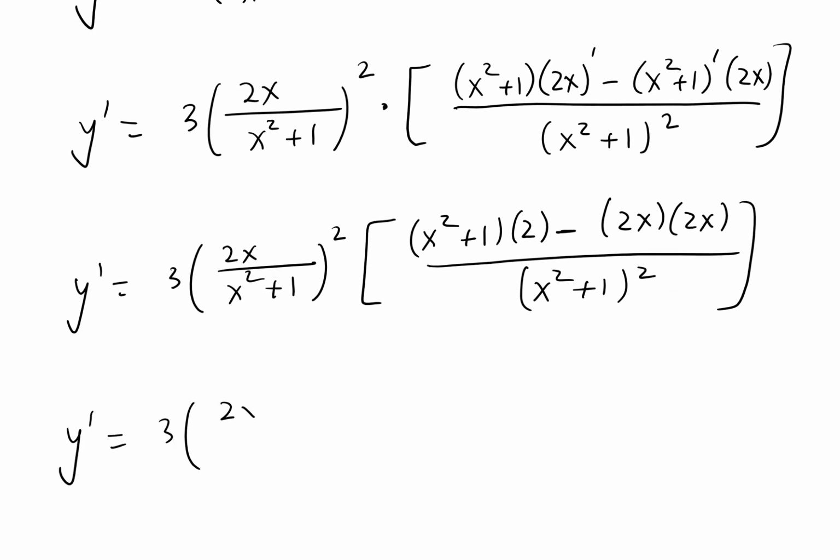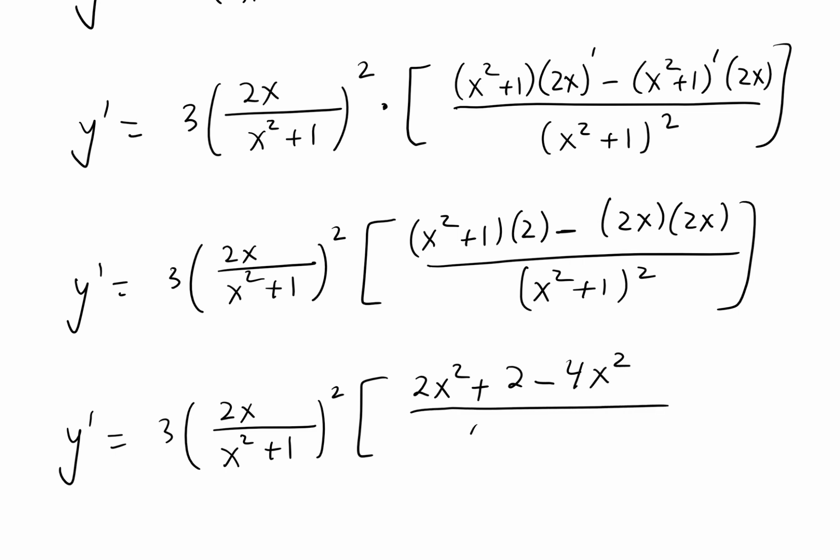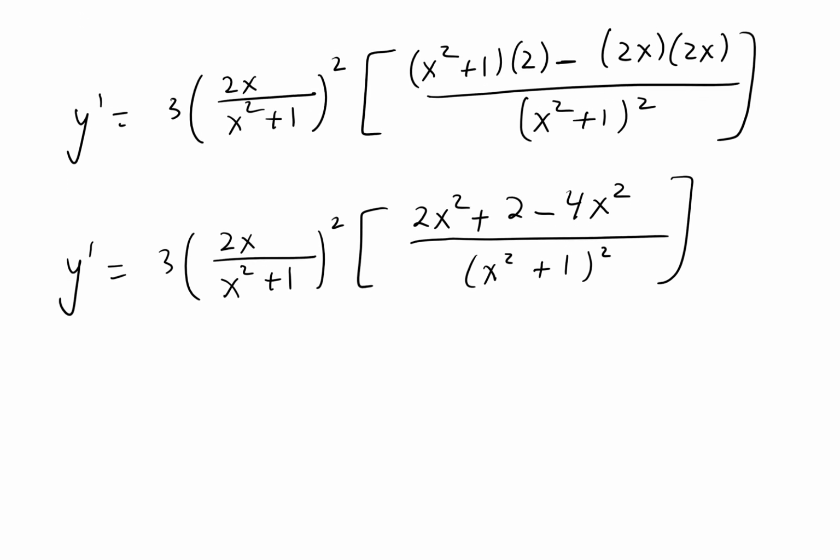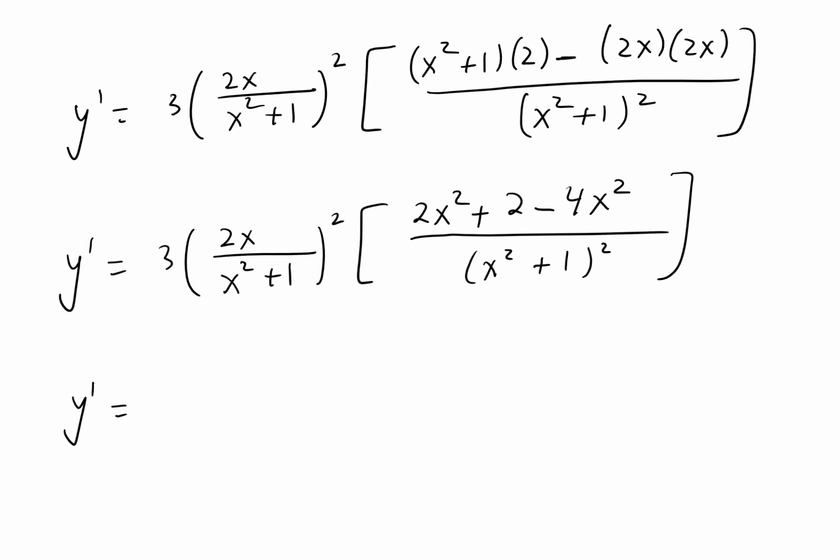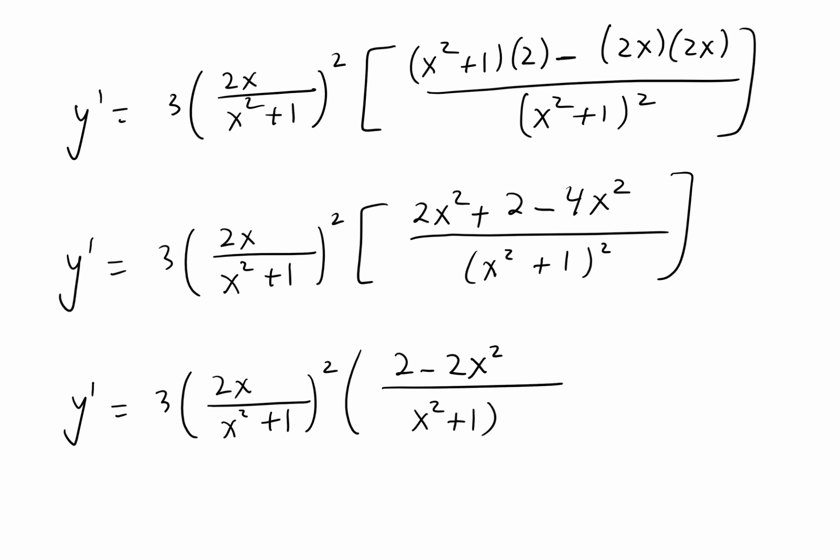3 times, this stays the same, (2x squared plus 2 minus 4x squared) divided by (x squared plus 1) squared. So y prime, keep this the same, (2 minus 2x squared) all divided by (x squared plus 1) squared, and you may leave it like that, it's fine.